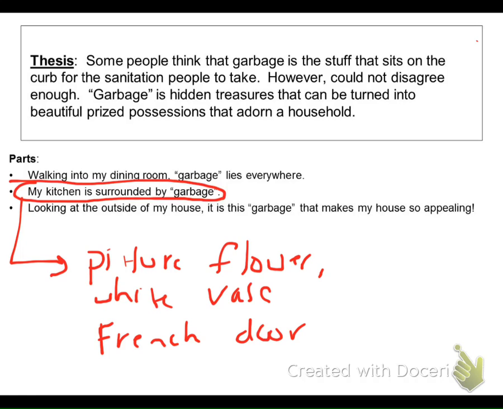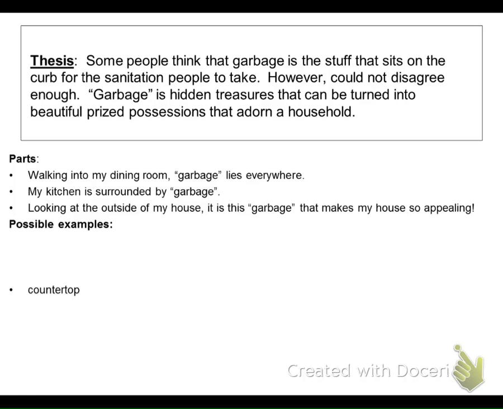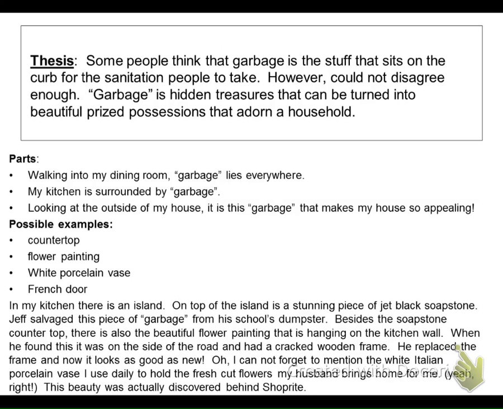So all I have to do is briefly explain these examples. If you look up here, I have my possible examples. Oh, and the countertop. I have the soapstone countertop, the white porcelain vase, and the French door. I wouldn't want to use the French door because I already told the mini story about that. So I'm not going to use that. I'm going to use these other 3. So when I write it, go ahead and look at this. Read it to yourself for a moment, then we'll talk about it. In my kitchen, there is an island. On top of the island is a stunning piece of jet black soapstone.